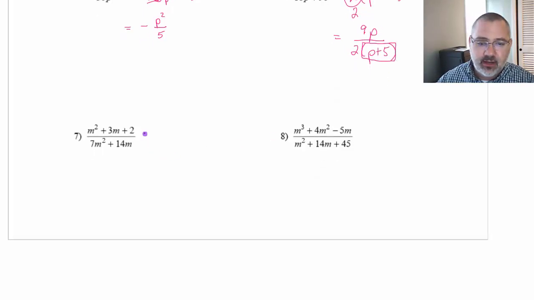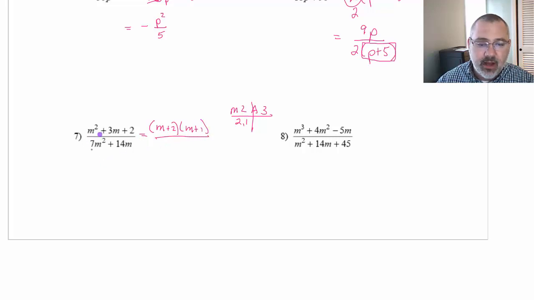Let's take a look at this one down here. Notice I have a polynomial, or in this case trinomial on top, and a binomial on the bottom. So first things first, factor both the numerator and denominator. So this is two numbers that multiply to give us 2 and add up to give us 3. That's 2 and 1. So the top factors into m plus 2 and m plus 1.